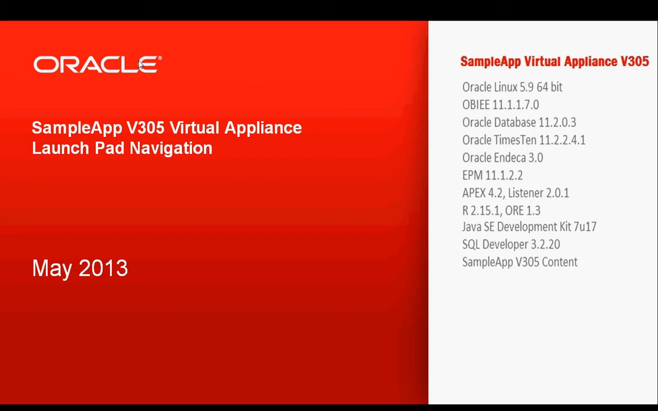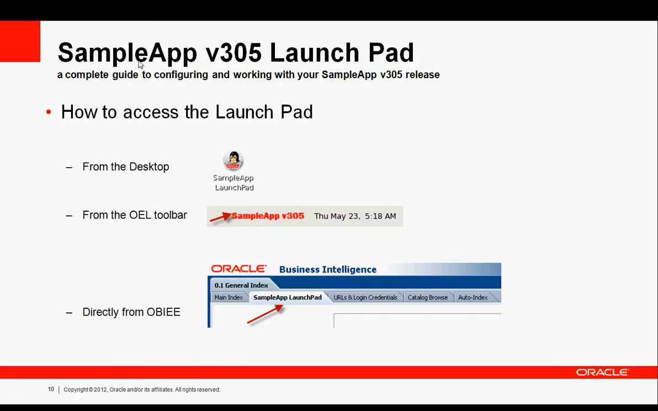The following recording will walk users through the LaunchPad navigation on the SampleAppv305 virtual appliance. The V305 LaunchPad is a complete guide to configuring, navigating, and working with your SampleAppv305 release. The LaunchPad can be accessed in several different ways: from the desktop, from the OEL toolbar, and there is also a web-based version that can be accessed directly from OBIE.